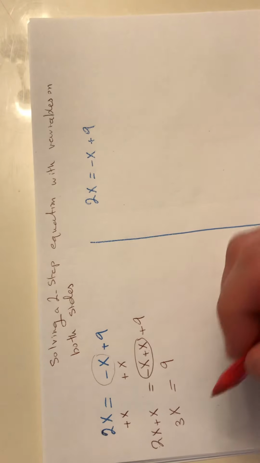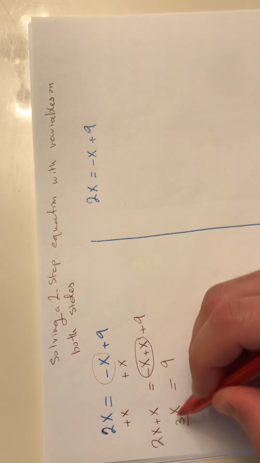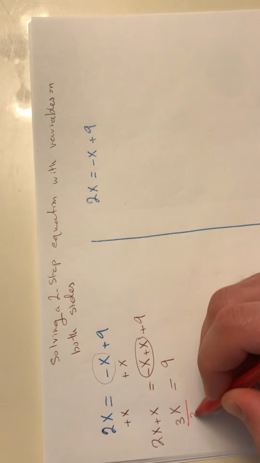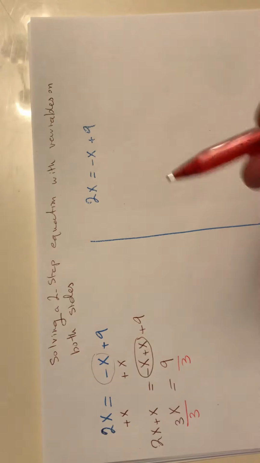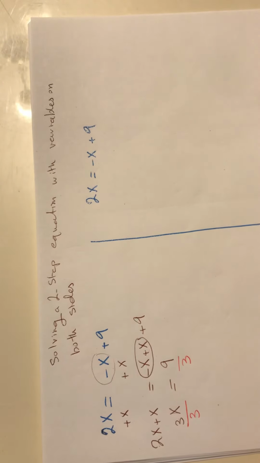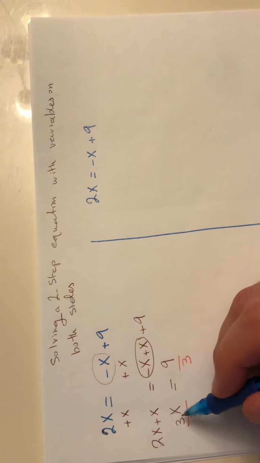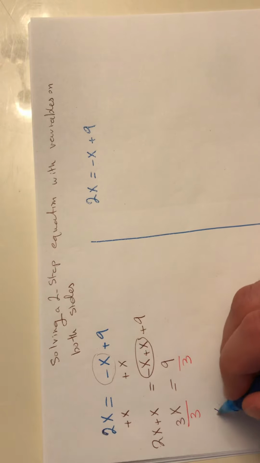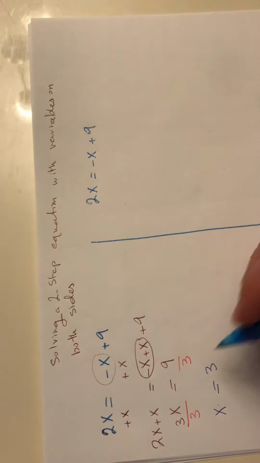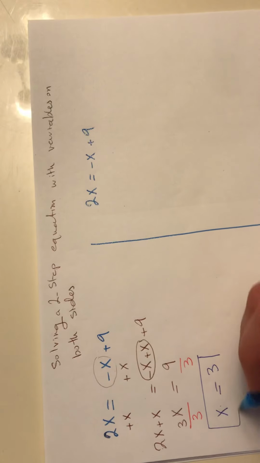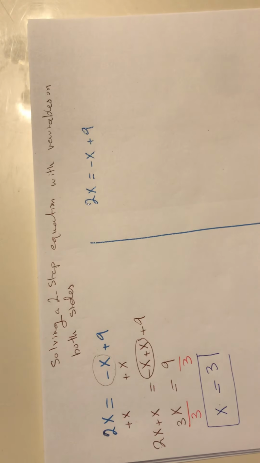We only want x, so we do the opposite of multiplying 3 by x, which is dividing both sides by 3. Of course, what you do to one side, you have to do to the other side. And we end up with the final answer: 3 divided by 3 is 1, so 1x equals 9 divided by 3, which is 3. This is our solution.